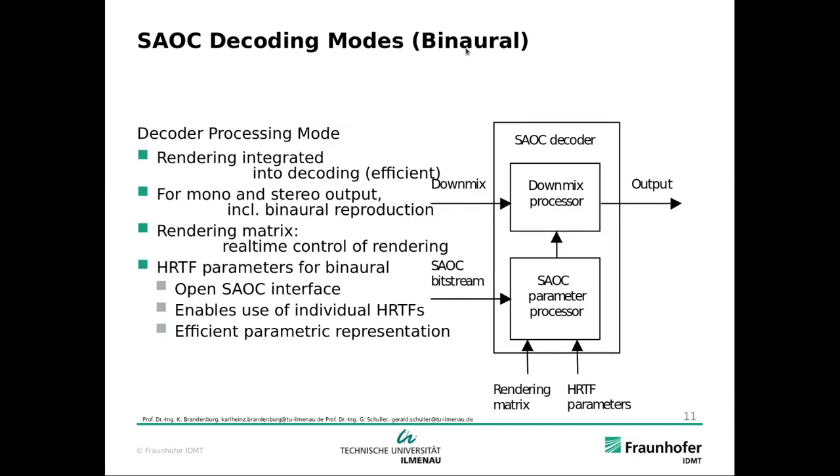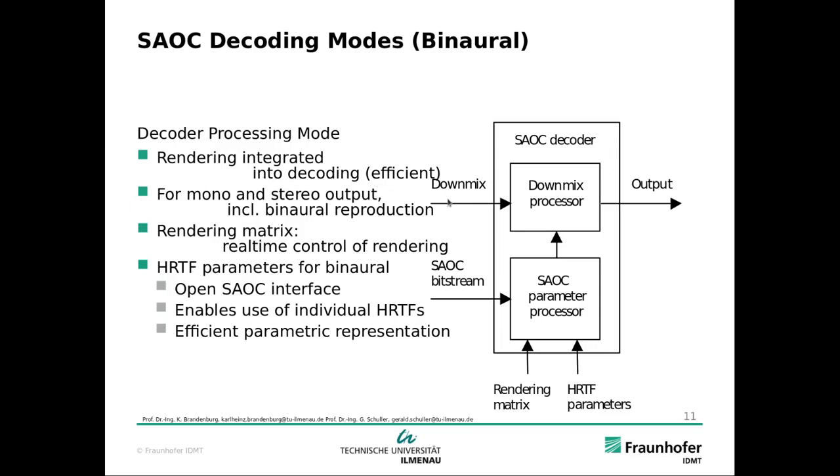So this shows an example for the binaural reproduction. The binaural reproduction uses headphones, and it also uses head-related transfer functions, which is basically the transfer function of your ears, right? And this gives you a very good spatial impression because the brain is used to having this transfer function from your ears for a precise positioning in space. And this is taken advantage of by this binaural decoder. So here this rendering is integrated into decoding.